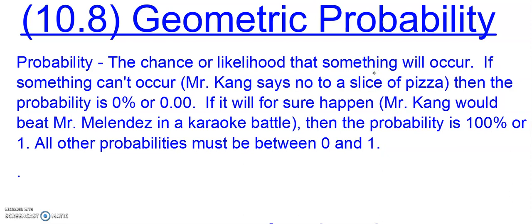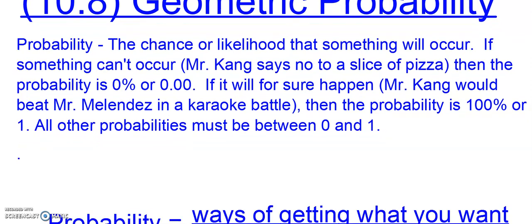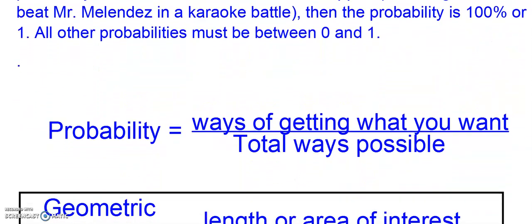Now, if something can't occur, then we say it has a 0% chance of happening, or zero probability, or as a decimal, that would be 0.00. If it for sure will happen, then the probability is 100%, or 1. Every other probability is always going to be a number between 0 and 1. And the reason why that's the case is the way probability is created.